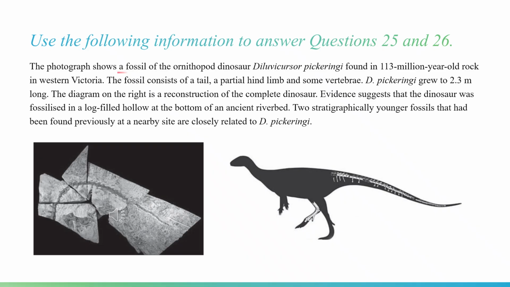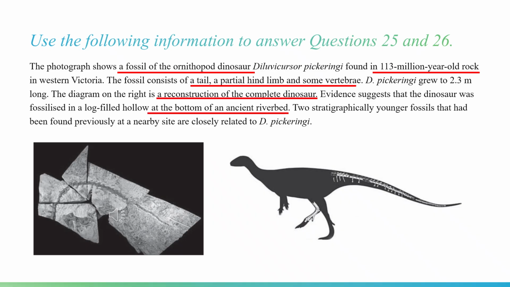The photograph shows a fossil of the ornithopod dinosaur Diluvicosa picaringi found in 113-million-year-old rock in Western Victoria. The fossil consists of a tail, a partial hind limb, and some vertebrae. D. picaringi grew to 2.3 m long. The diagram on the right is a reconstruction of the complete dinosaur.